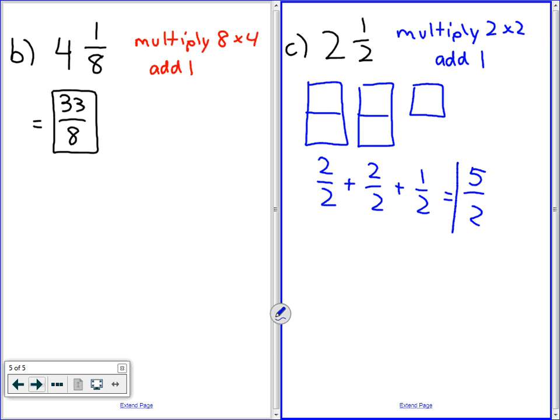Okay, there's 3 ways to show the same thing. The quickest way is just to do the multiplying and the adding. That's the quickest way. But if you're thinking it through, it's going to be 1 whole, 1 plus another whole, 1 plus a half. So that's 1, 2, and a half. So 2 plus 2 plus 1, that's 5 over 2.